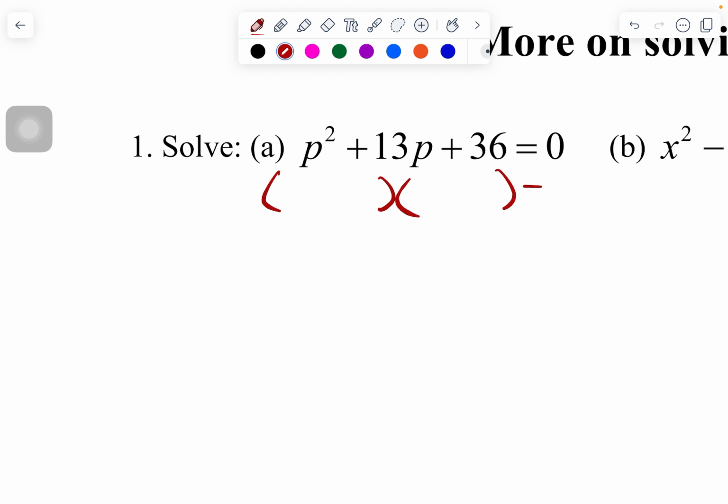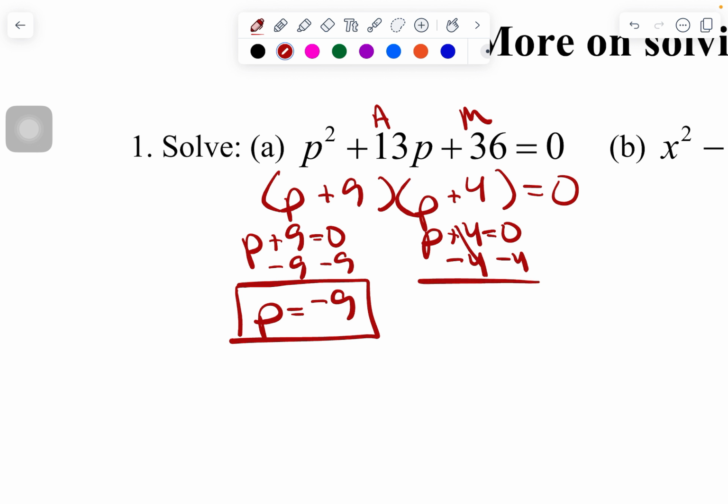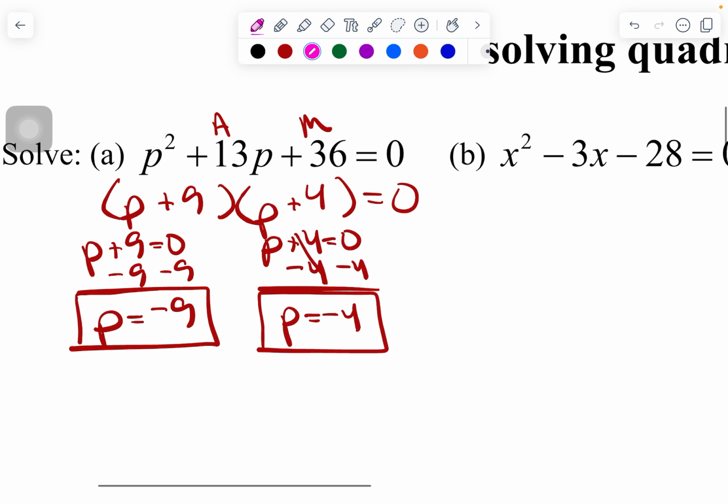All right, so let's see what we got here. I want to multiply to 36 and add up to 13. Kind of feeling like 9 and 4 there, make them both positive. 9 times 4 is 36, 9 plus 4 is 13. So set each factor equal to 0. Go ahead and solve each of these problems. So one answer is going to be P is equal to -9. Subtract 4 from both sides, and I'm going to get P is equal to -4. All right, so that's part A done.